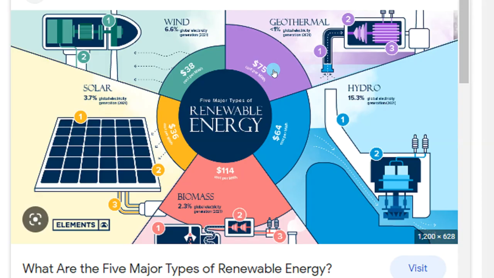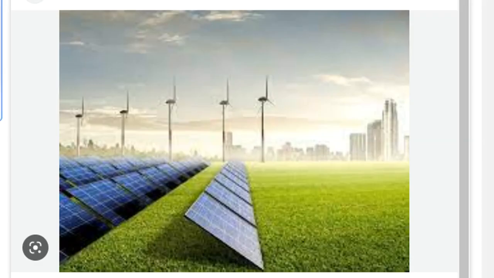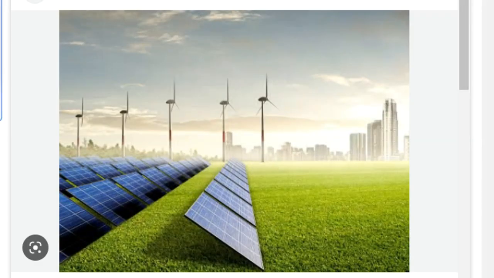As you can see in the image, it's wind. It's obtained from wind, and it's obtained 3.7% from solar, 6.6% from wind, from geothermal, hydro 15.3%, and biomass 2.3%, solar 3.7%. So it's a renewable energy, it's obtained from that. It's obtained from wind as well, from solarization as well. So renewable energy is obtained from renewable resources, which are utilized in daily life.